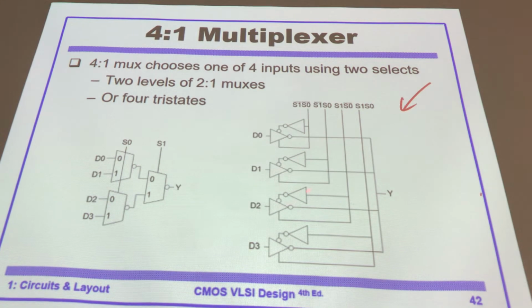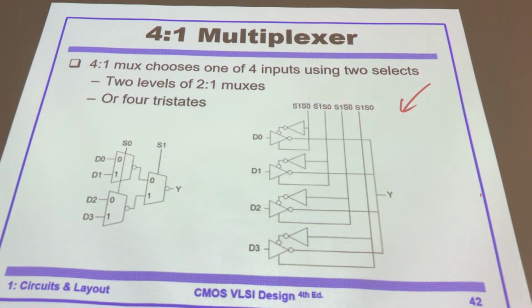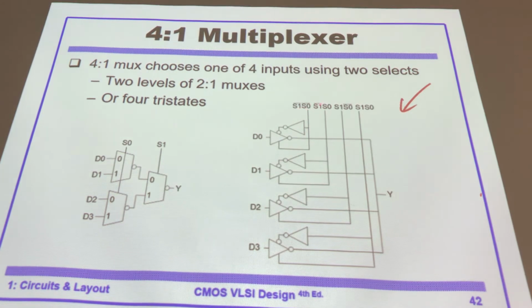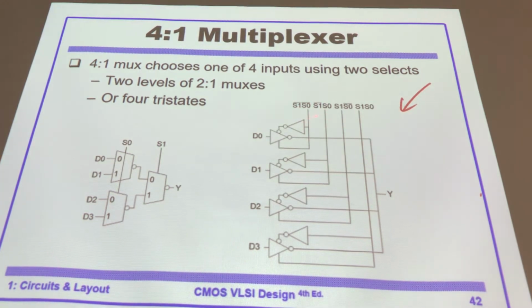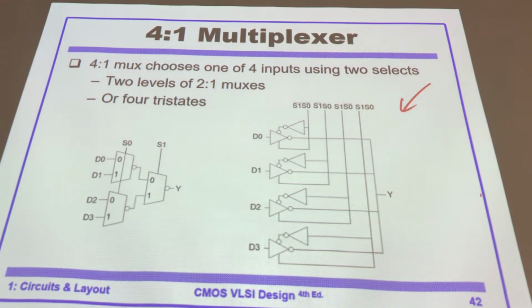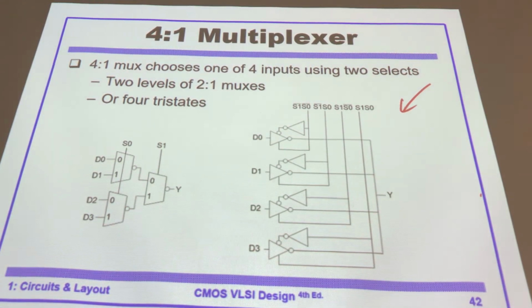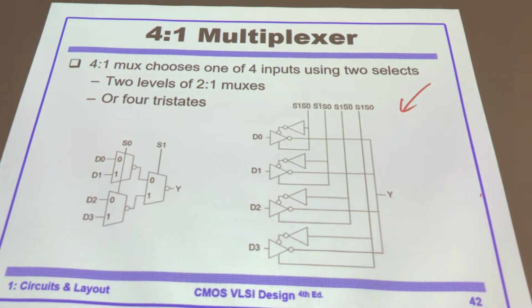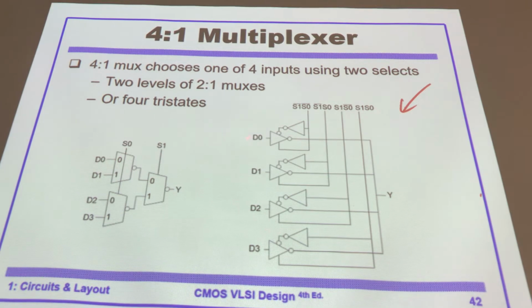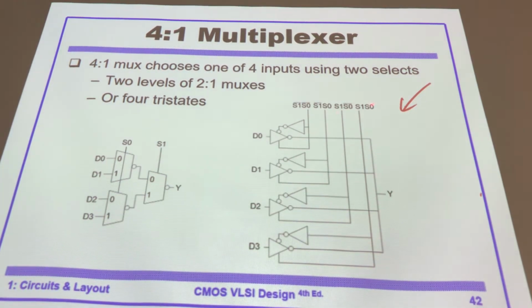And here we have only 4 tri-state switches. However, your signals have to have inverters to generate S1 bar, S0 bar. Here you don't need inverters to generate S0 bar, S1 bar. So that's a trade-off. So either apply the design from the previous page in here, or you can come up with this circuit to simply give you a 4-to-1 multiplexer. Any questions?